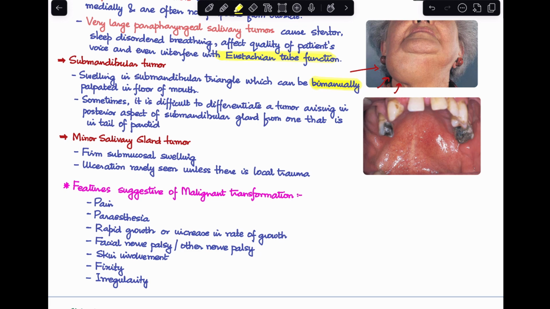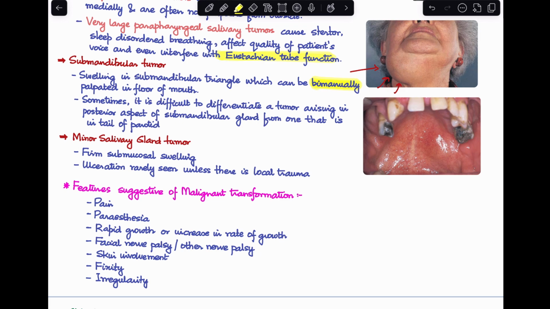And sometimes it can be very difficult to differentiate a tumor arising from the posterior aspect of the submandibular gland from one that is arising from the tail of the parotid. So that's about the submandibular tumor.